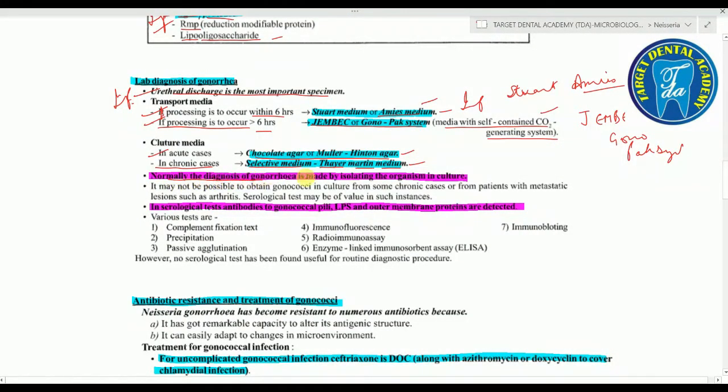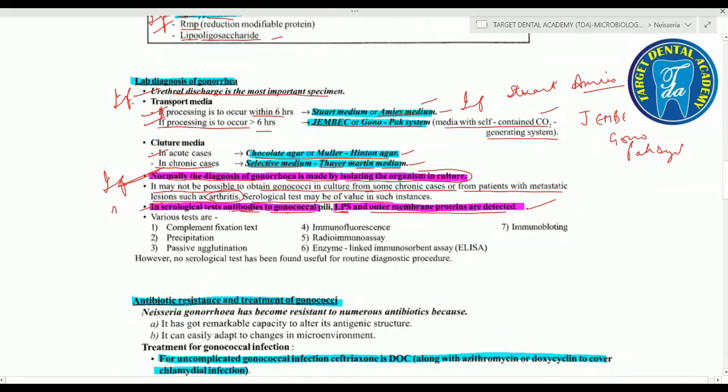Normally, the diagnosis of gonorrhea is made by isolating the organism in culture. It may not be possible to obtain the gonococci in culture from some chronic cases or from patients with a metastatic lesion such as arthritis. In such instances, serological tests may be valuable. In the serological test, antibodies to the gonococcal LPS and the outer membrane proteins are detected.